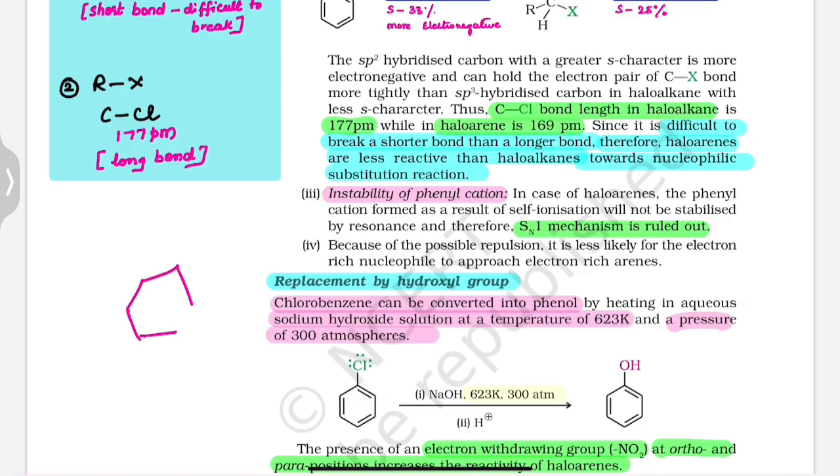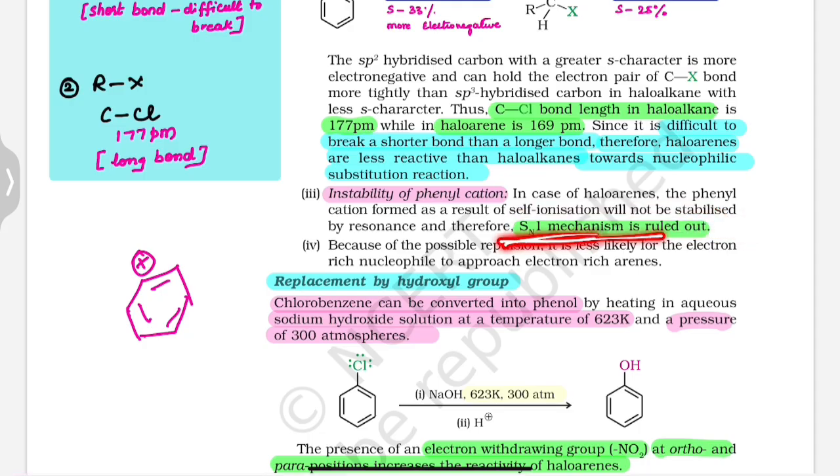This is a positive sign on the carbon atom. This is called phenyl cation. Phenyl cation is highly unstable in nature because it is not stabilized. So this is one reason why nucleophilic substitution reaction does not take place. Particularly, you can see the SN1 mechanism is completely ruled out.